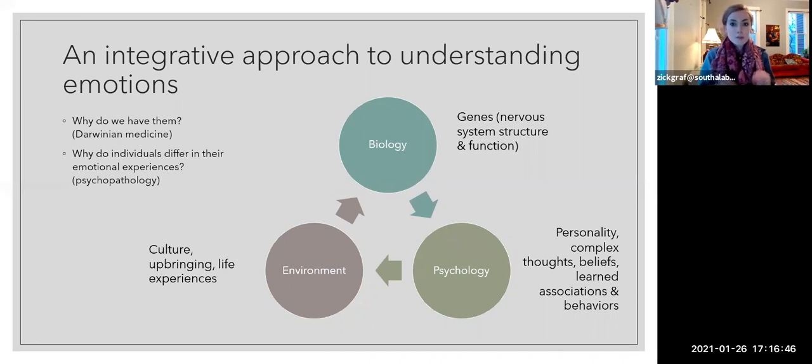So the integrative approach to emotions that we're going to take in this lecture is going to take into account the reciprocal interactions, so the bidirectional causal relationships between biology, psychology, and environment. And in this case, biology is going to be mostly defined as genes, which we'll talk about in the next couple slides. Psychology is going to be defined as a pretty broad construct that's made up of our personality, our capacity for complex thought and reflection, our beliefs, and all of the learned associations and learned behaviors that we've acquired over our lifetimes.